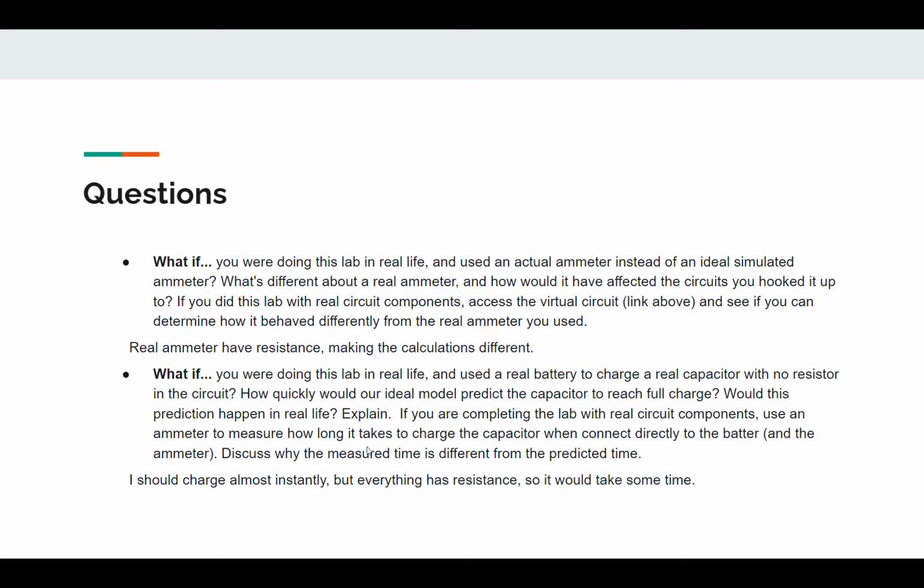What if you're doing this lab in real life and used a real battery to charge a real capacitor with no resistor in the circuit? I said it would charge almost instantly, but everything has resistance, so it would take a little bit of time.